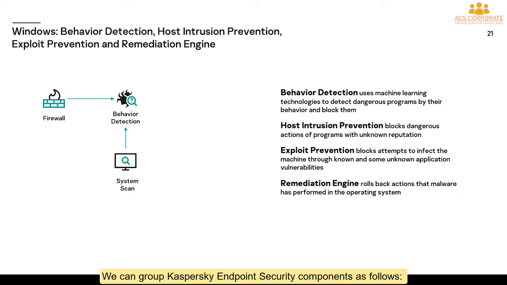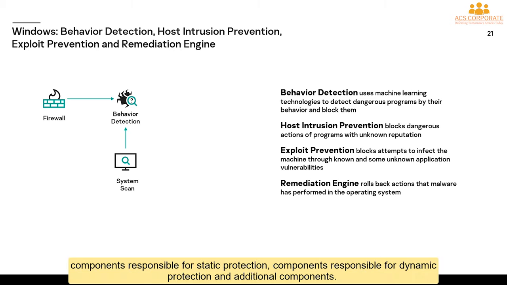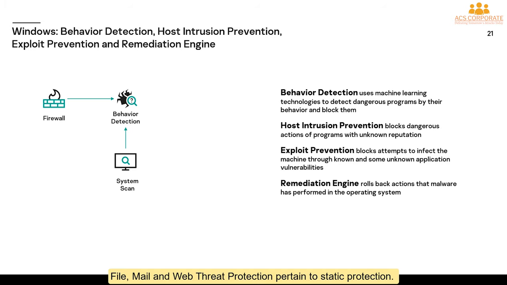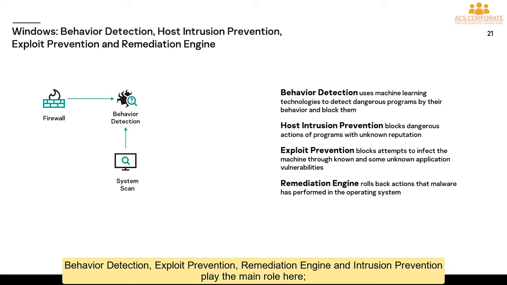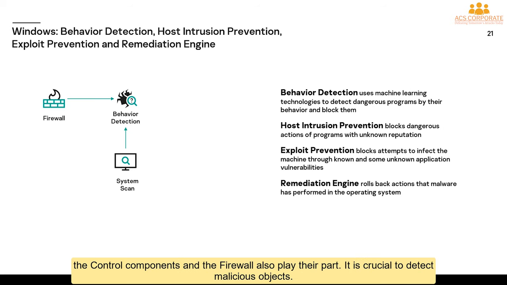We can group Kaspersky Endpoint Security components as follows: components responsible for static protection, components responsible for dynamic protection, and additional components. File, mail, and web threat protection pertain to static protection. They scan objects before they are launched and prevent the downloading of dangerous objects. Behavior detection, exploit prevention, remediation engine, and intrusion prevention play the main role here. The control components and the firewall also play their part.